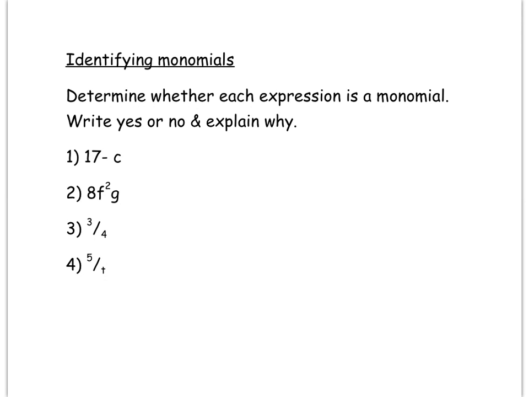Now let's take some time and identify monomials. Determine whether each expression is a monomial. Write yes or no and explain why. Let's look at number 1, 17 minus c. This would not be a monomial because of the subtraction sign. So I will write no, because of the subtraction sign. And really what this would be called is a binomial because it has two terms, because that subtraction sign breaks up the terms. But we can just explain by saying no because there's a subtraction sign.